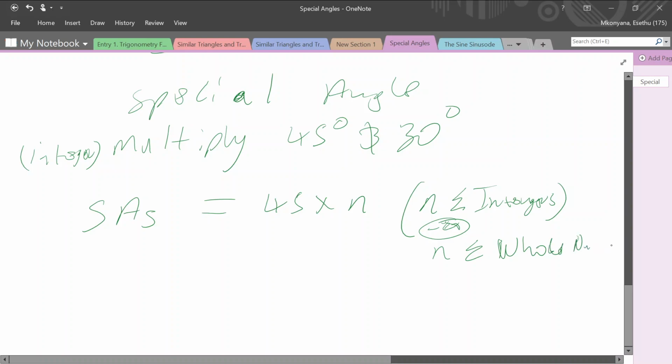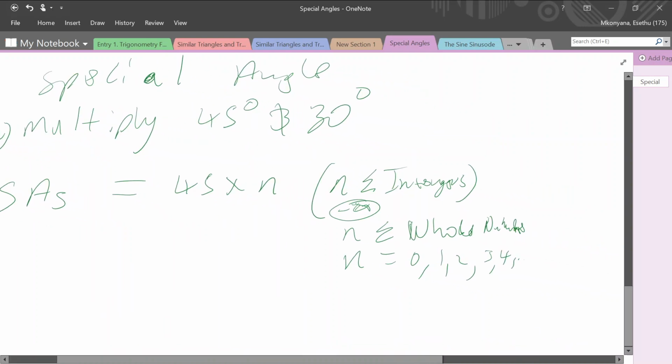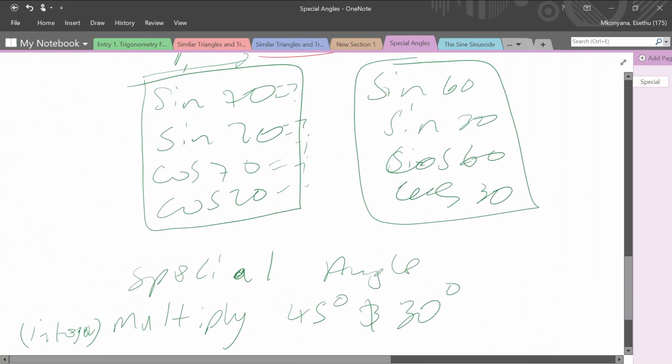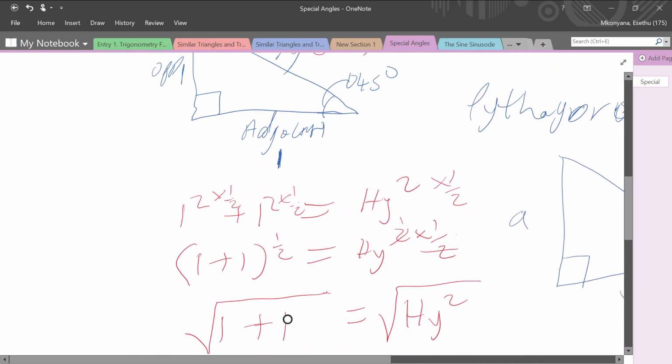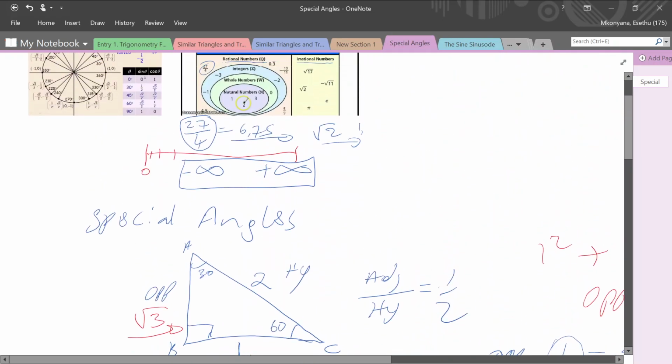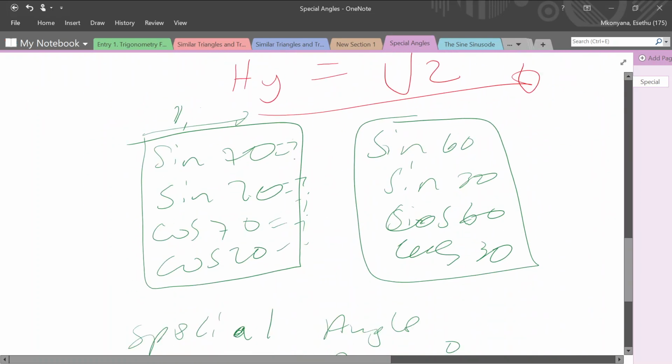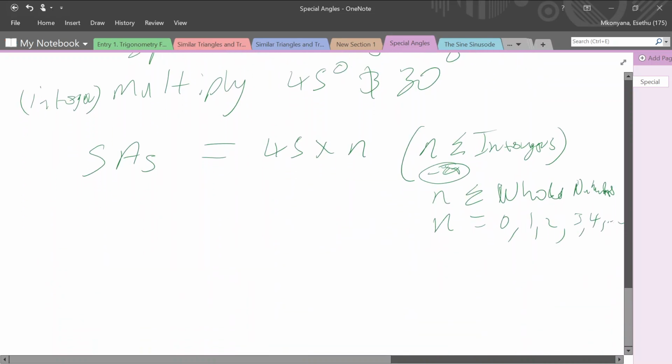This means that n falls under the whole numbers, and these numbers are 0, 1, 2, 3, 4, all the way up to wherever numbers end. We don't know where they end, so it's infinite. You can count and count and count. It never ends counting; there'll always be the next number. And as you can see, there are our whole numbers, W: 0, 1, 2, 3, and then all the way up. So this is a special angle.